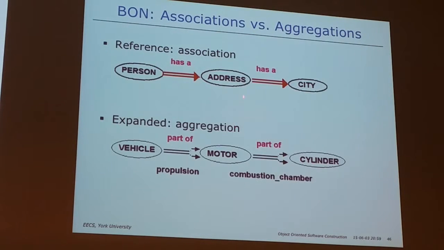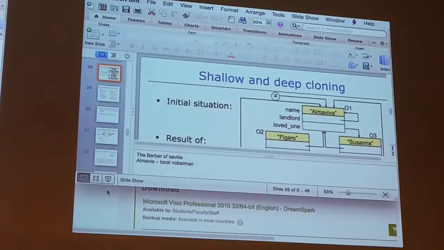Just some notation here. If you already know UML, the terminology is, whenever you have reference types, it's called association. If you have expanded type, it's called aggregation, which means we're aggregating the integral types for the objects. Okay, done with this part.